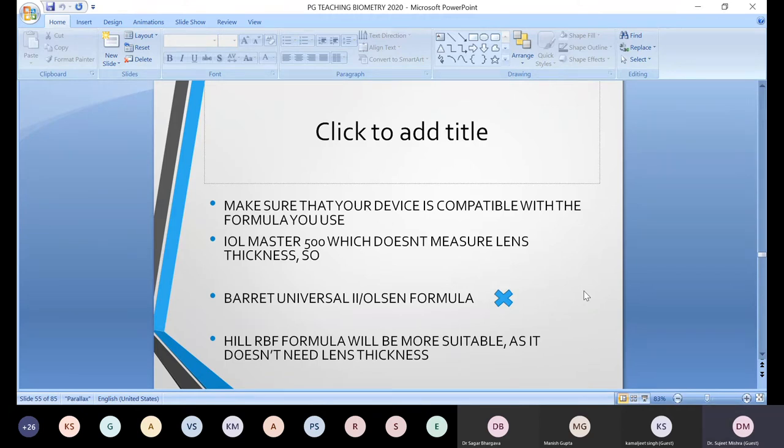Now, recently, you see a lot of IOL Master 500 is spread all over. This IOL Master 500 will not measure lens thickness. So if you apply the Barrett Universal 2 formula or Olsen formula on this, it will not work. So you will have to use something like the Hill RBF formula.